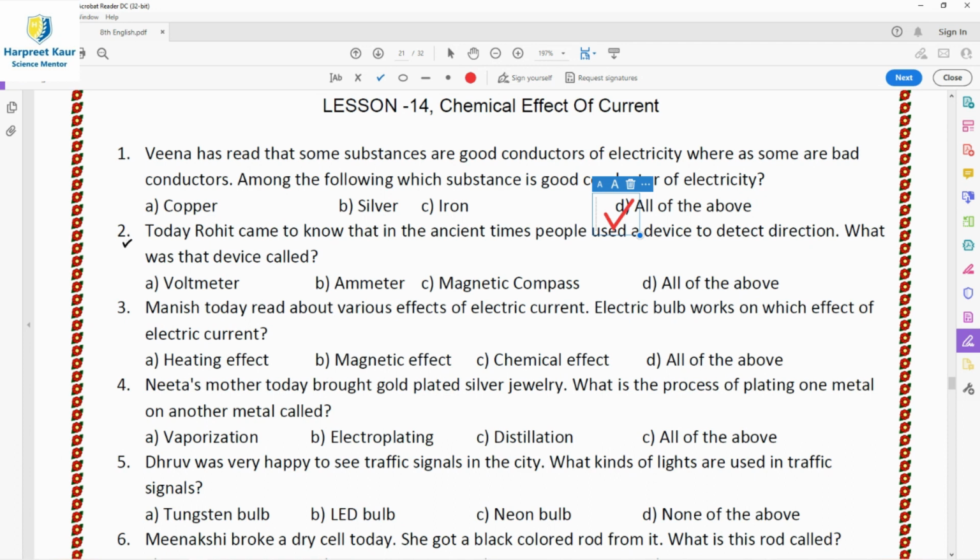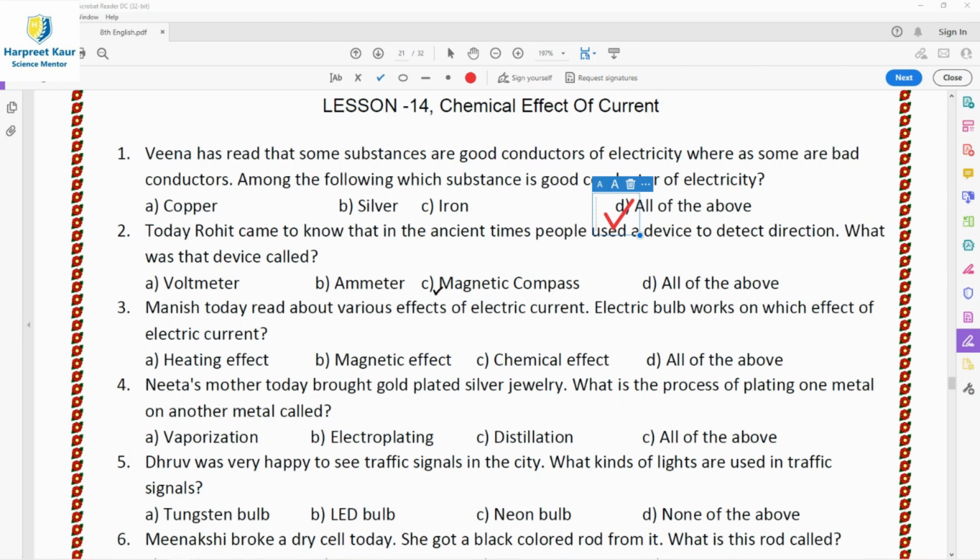Then the second question. Today Rohit came to know that in ancient times people used a device to detect direction. What was that device called? Taking up the options: option A is voltmeter. Children, a voltmeter is used to measure the voltage in a circuit, so it is not the correct answer. Then ammeter. An ammeter is a device used to measure the electric current in a circuit, so this is also not the answer. And C, magnetic compass.